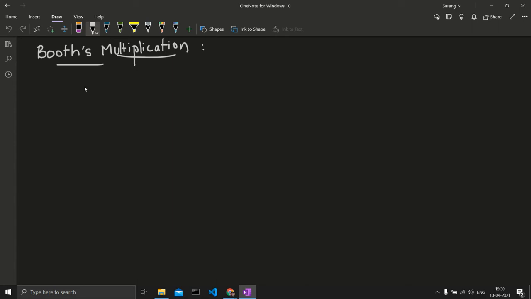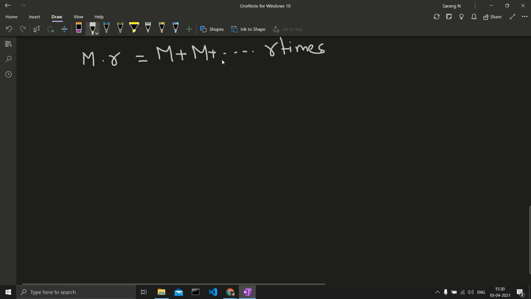Assume we had to multiply two numbers m and r, right? So what you'll do is add m to itself r number of times, right? This would be our traditional algorithm which we learn in primary school. Another will be the long multiplication method, where you multiply digit-wise.